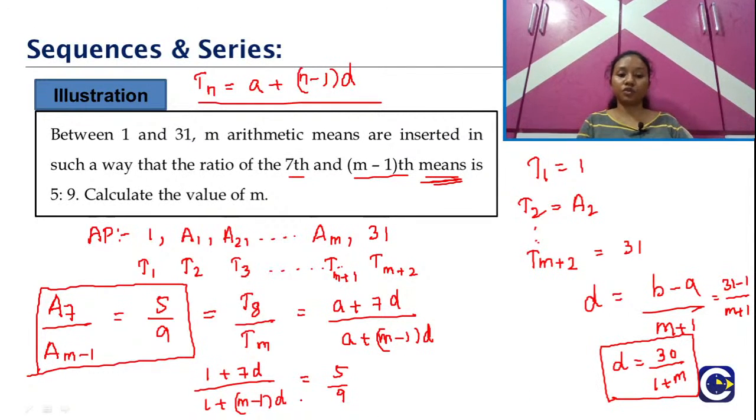Now if you replace this common difference D in terms of m, the entire equation will be in terms of m, and here we have to calculate the value of m only. So can you guys figure out the value here?